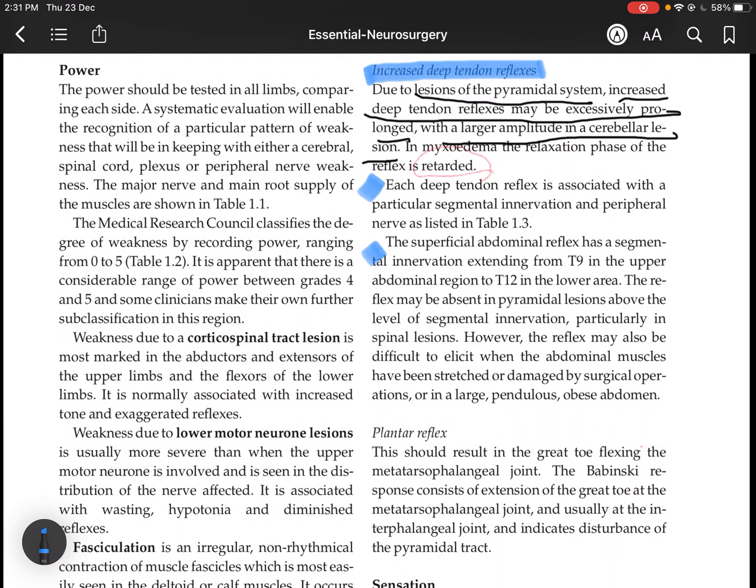Okay, we repeat this paragraph. The superficial abdominal reflex has a segmental innervation extending from T9 in the upper abdominal region to T12 in the lower area. The reflex may be absent in pyramidal lesions above the level of the segmental innervation, particularly in spinal lesions. However, the reflex may also be difficult to elicit when the abdominal muscles have been stretched or damaged by a surgical operation, or in a large pendulous obese abdomen.